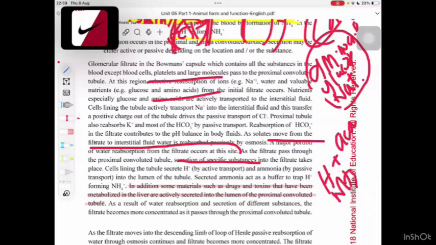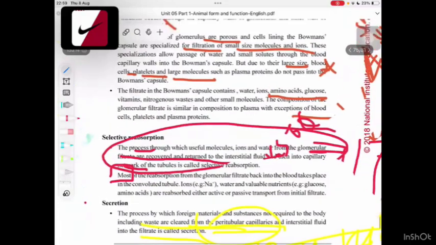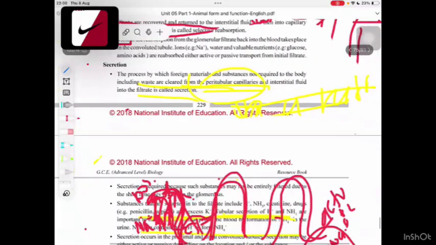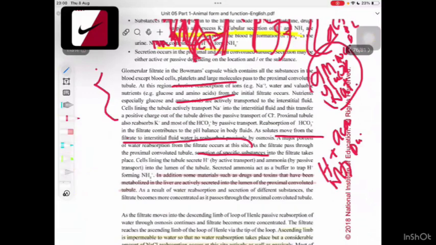Ammonia is passively transported. We do not have to even study these things. They have already given the substances which are getting secreted, right? Ammonia, K plus, H plus, all these are getting secreted. But remember, in the PCT, K plus is reabsorbed. When we come to the DCT, you learn that it is secreted. Okay, all right.